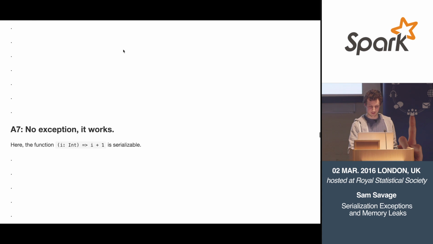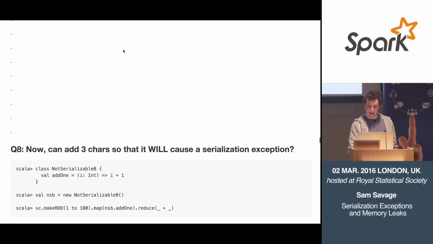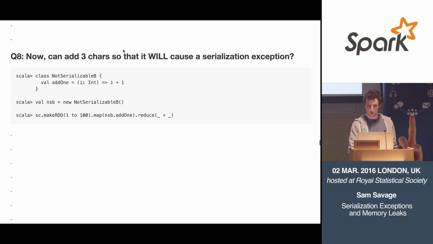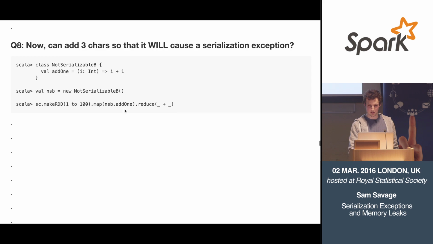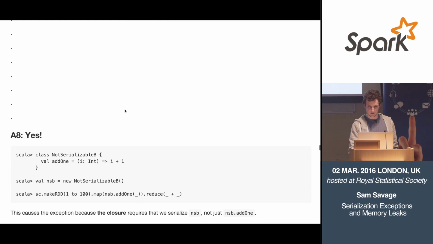Okay, so let's see if we've got it now. Can we add 3 characters so that this will cause a serialization exception? So yes, we can. We can add the parens underscore parens, because now we're wrapping it in a closure, which means this chap then needs to be serialized. Whereas if we didn't have these guys, this guy wouldn't need to be serialized.